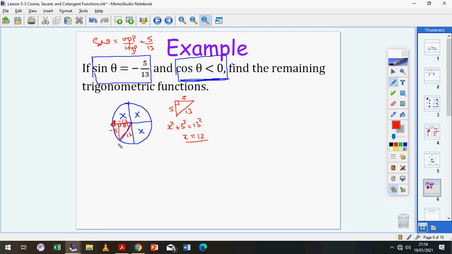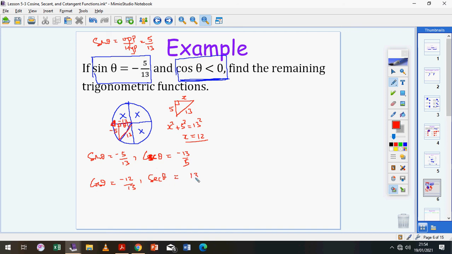So if I want to find the other ratios, first of all, I've been told that sine is negative 5 divided by 13. Therefore, the reciprocal of sine, which is called cosecant, CSC of theta, will be negative 13 divided by 5. I can get cosine of theta from this triangle. Cosine will be adjacent divided by hypotenuse, according to SOHCAHTOA. Adjacent is negative 12 divided by 13, and its reciprocal, sec of theta, will be negative 13 divided by 12.